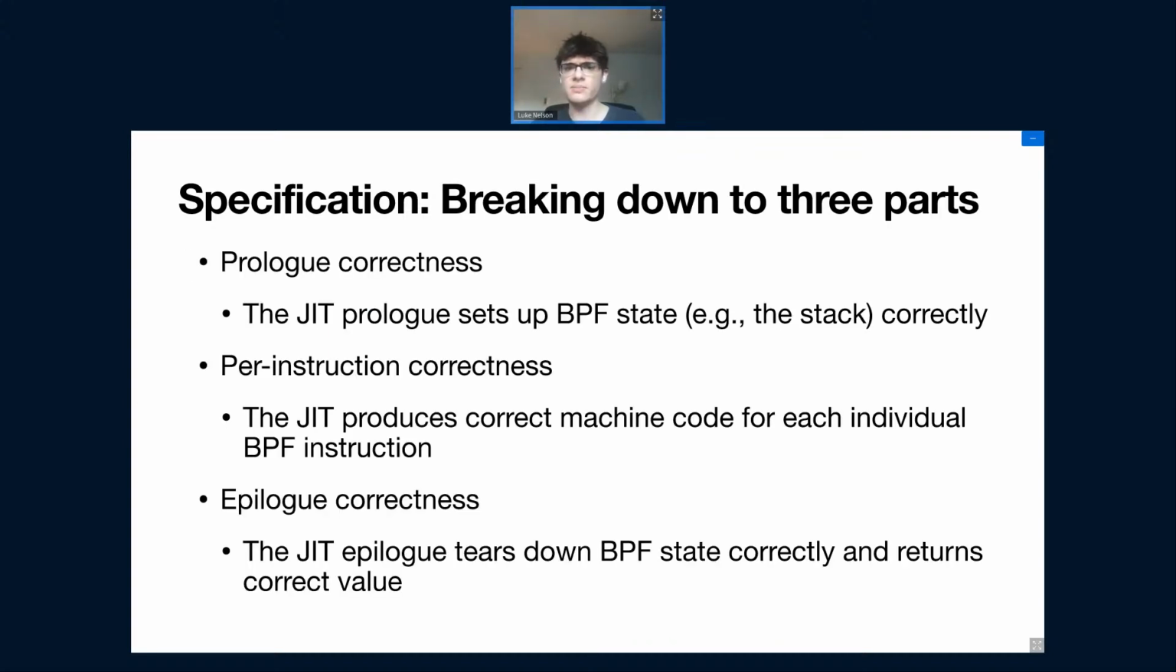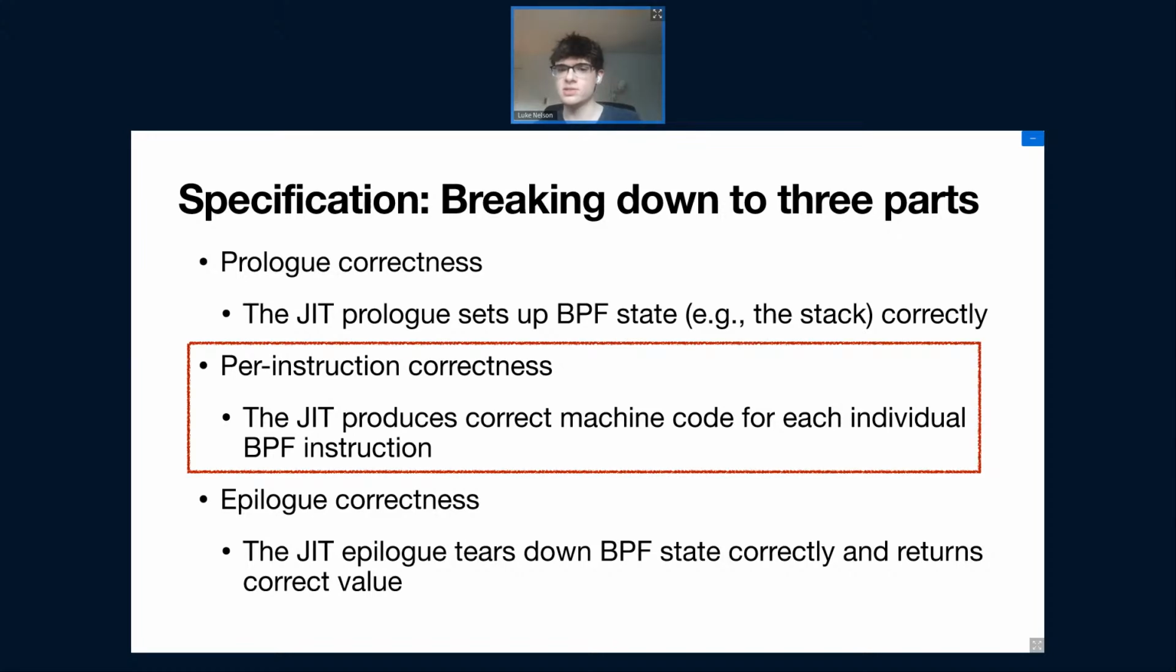So what Jitterbug does instead is break down this end-to-end correctness property into 3 different parts that together imply the end-to-end correctness. So the first part is this thing called prologue correctness. And all this says is that the JIT prologue correctly sets up the BPF state. So it correctly sets up the BPF stack, and it correctly saves the callee-save registers. The second part is what we call per-instruction correctness. And that means for any individual single BPF instruction, the JIT will produce the correct machine code. And then lastly, we have epilogue correctness. So that's that the JIT epilogue tears down the BPF state correctly and sets the return value. So this is still very abstract. So let me tell you exactly what I mean by the per-instruction correctness.